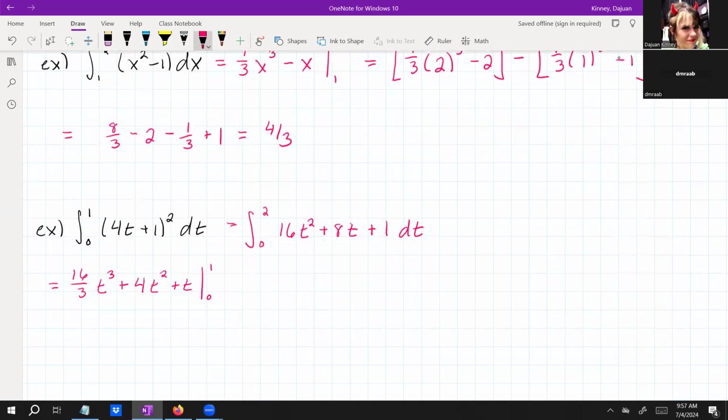Yep, just double checking my math. Okay, plug it in. I get 16 thirds times 1 cubed plus 4 times 1 squared plus 1. And if I plug in 0, I just get 0. Because every term has a t in it, every term's going to 0. So this just gives me 16 thirds plus 5. I get 31 thirds. Yep.